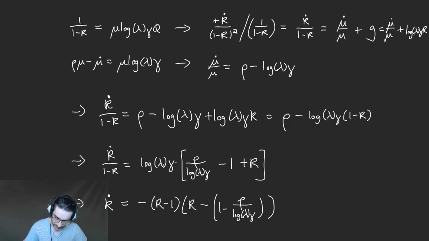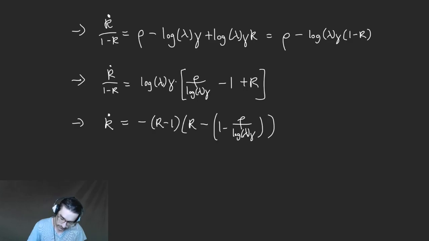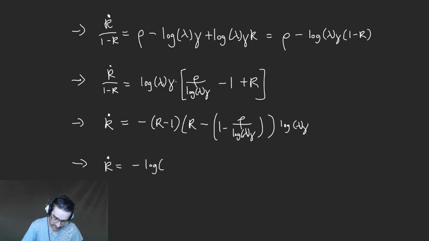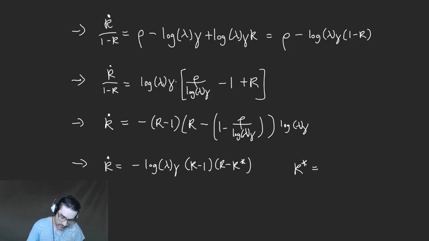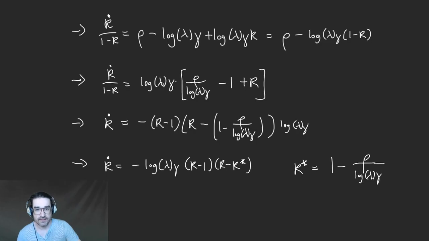We still need the log lambda gamma term. So, don't forget log lambda gamma. And then we've got r minus 1, and then r minus r star, where r star is equal to 1 minus rho over log lambda gamma. So that's our statement there.